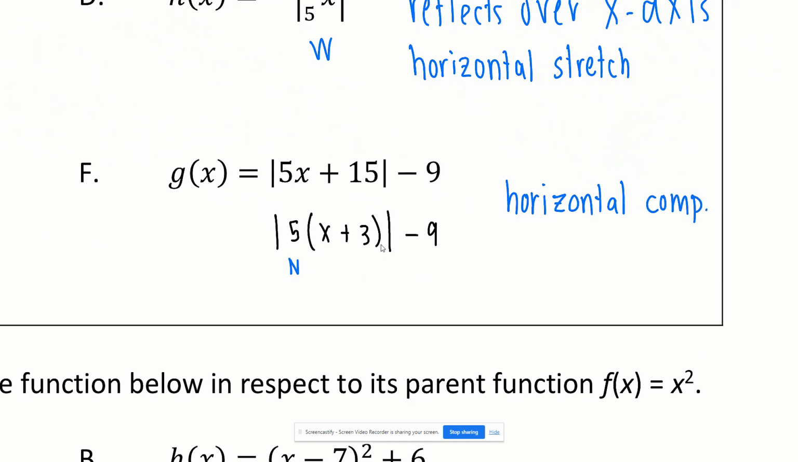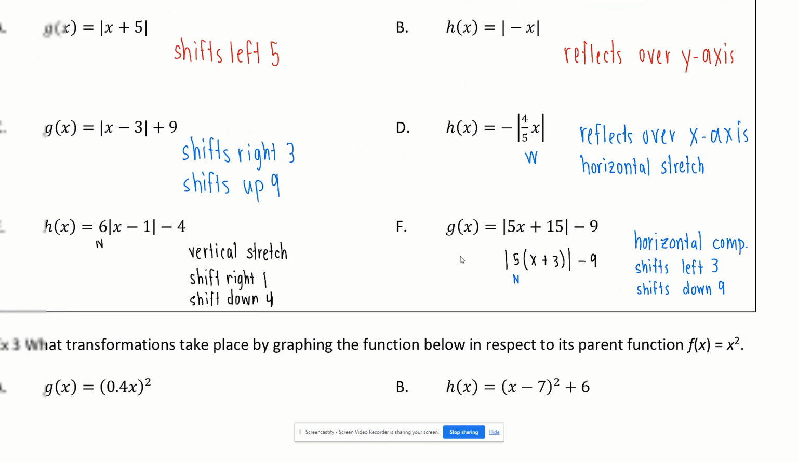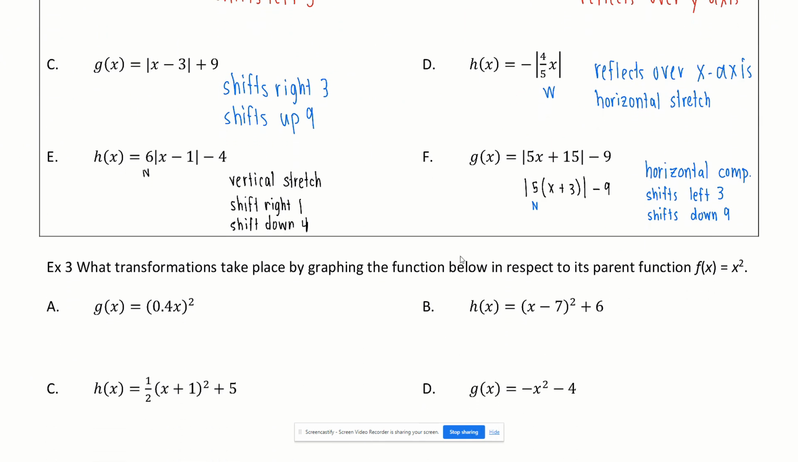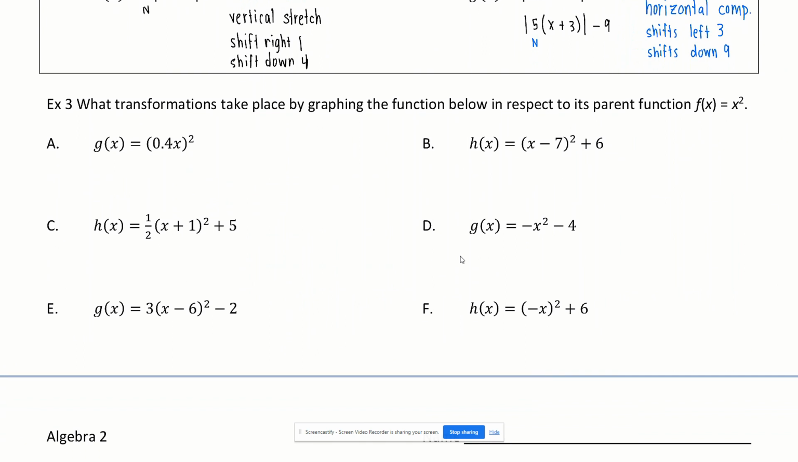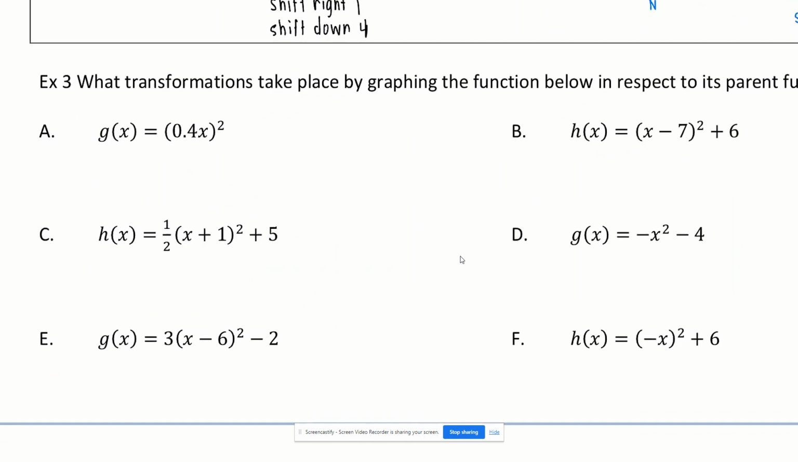Okay, next. This plus 3 happens inside still. So this is a horizontal shift. Remember, it's the opposite. So this is a negative 3 horizontal shift. That means it's going to shift left 3. And this minus 9 is on the outside. Outside means vertical shift. So this one's going to shift, and it is what it is, down 9. Okay? So pretty simple. Hopefully you guys understand that. All right, we're going to do about 6 more, and then you can have your piece of paper.